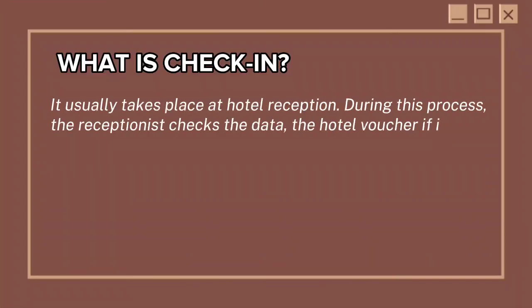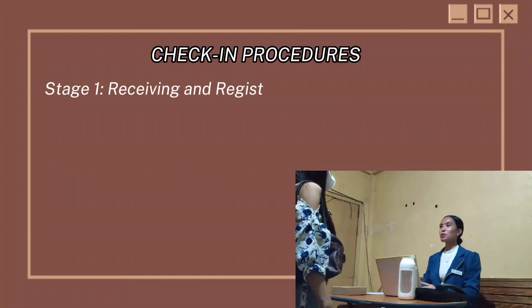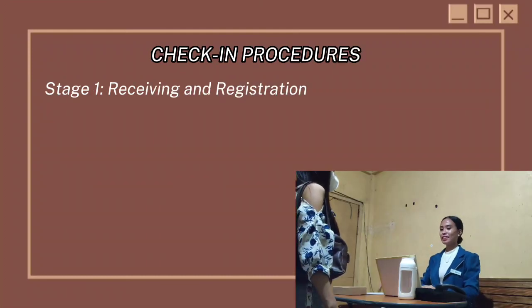What is check-in? It usually takes place at hotel reception. During this process, the receptionist checks the data, the hotel voucher if it's the case, and guests are assigned to the hotel and given a room key or access card. If they have luggage, they are taken to the room. Stage 1. Receiving and registration.